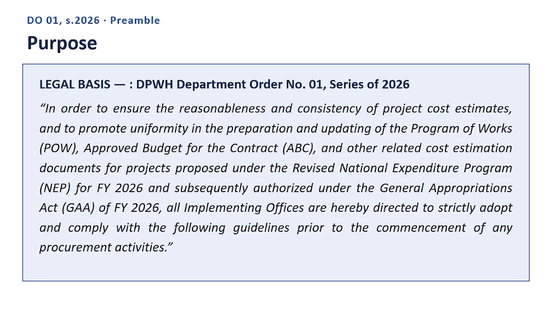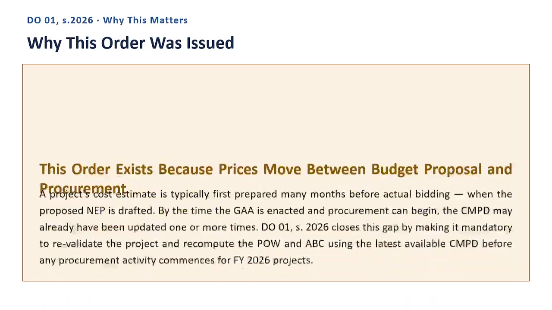This order exists to solve one very specific, very practical problem. Cost estimates prepared many months earlier, when a project was still just a proposal, can quietly go stale by the time actual bidding is ready to begin, because construction material prices keep moving. Next slide. Why this order was issued.